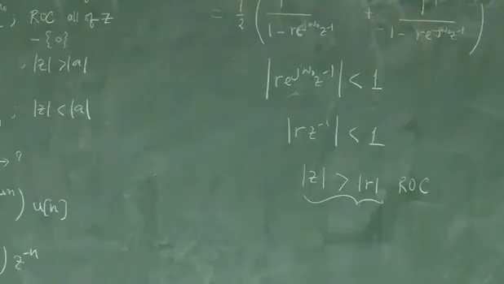So we should be careful when we do this summation to take care of the ROC for each of the sequences that are present in our combination signal like this. The ROC is going to be the intersection of all those regions, of the individual ROCs. All right. So we have done that. Now, any questions at this point?